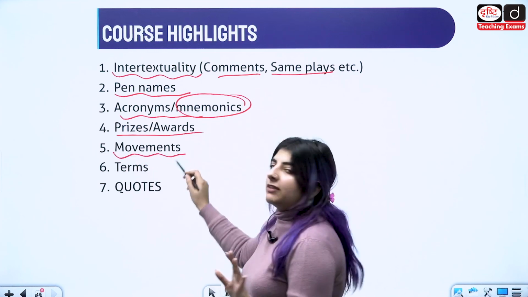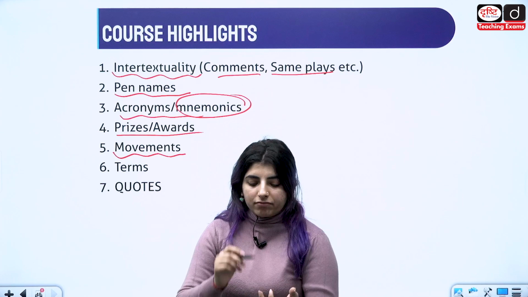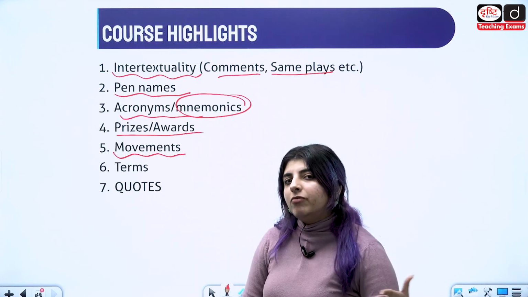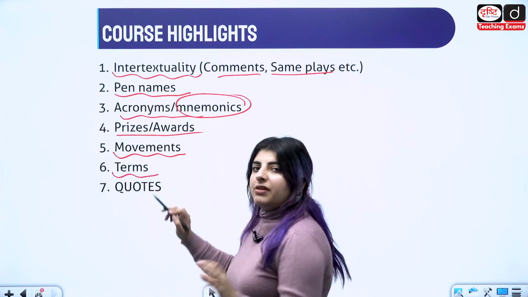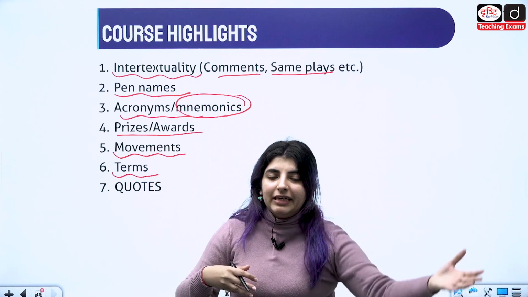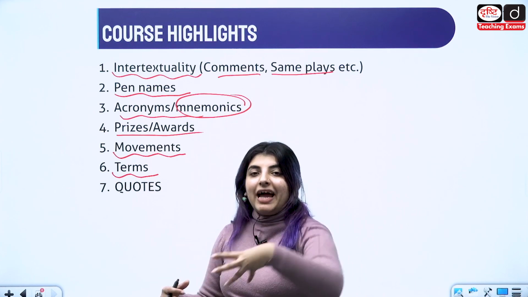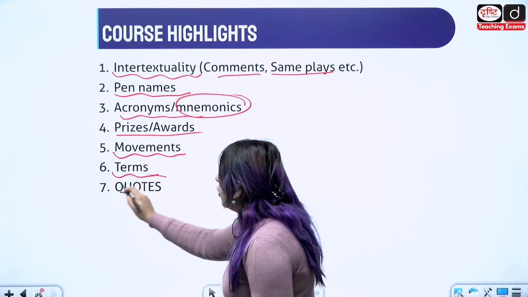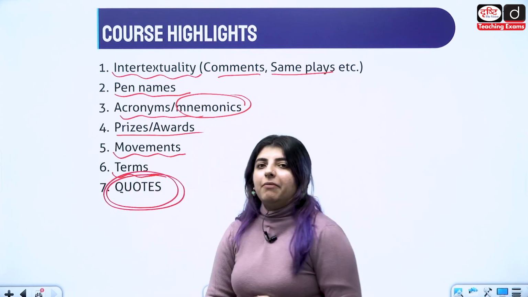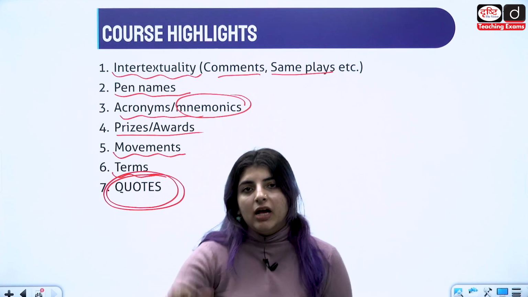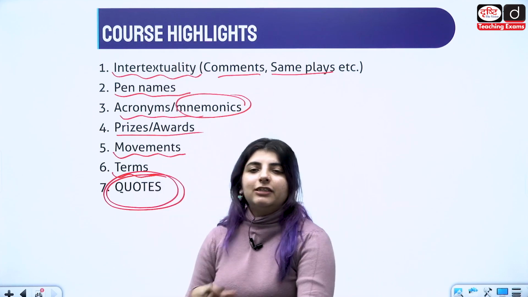Other movements associated, like Cubism, Imagism, Symbolism, what are they? How are they different from one another? Other terms that are related, literary terms like onomatopoeia, metaphor, simile, how climax, anticlimax, what are these things? We are also going to talk about them. And yes, of course, quotes. Why have I put it in capital letters? Because they ask questions related to quotes as well, the opening and the closing lines, so on and so forth.